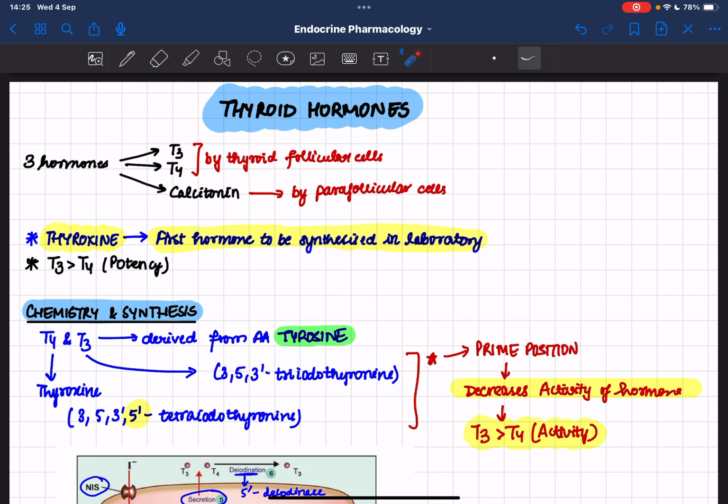So let's move further. Further, you should know that thyroxine is the first hormone to be synthesized in laboratory. Many people get this MCQ wrong, giving its answer as insulin. But it's wrong. The first hormone to be synthesized in laboratory is thyroxine.